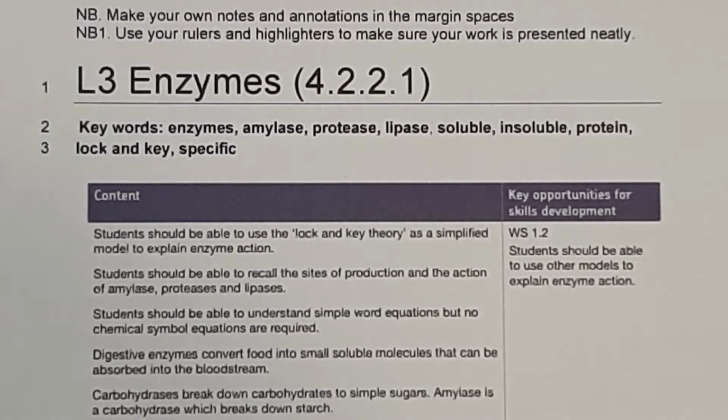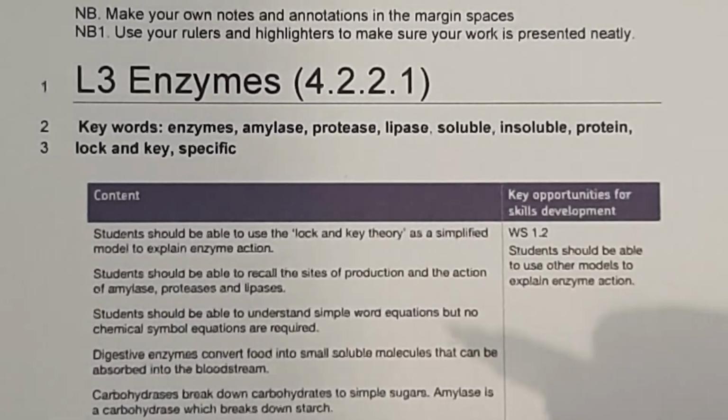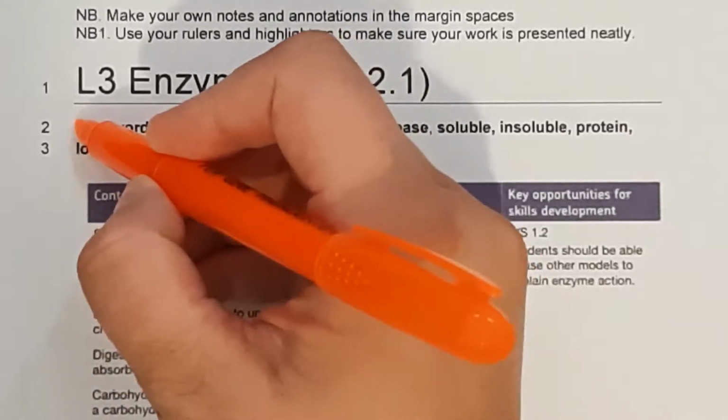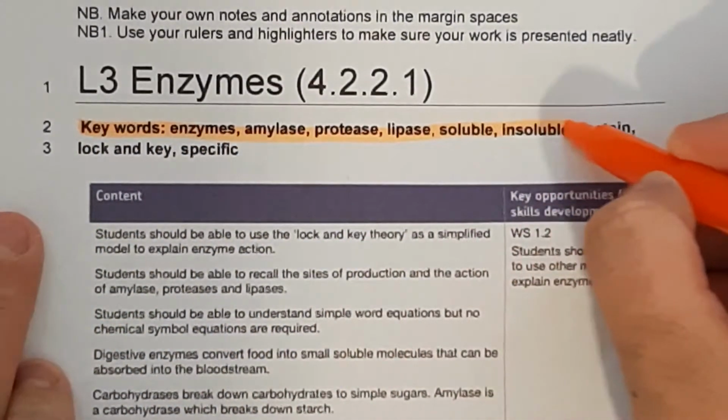This is the third lesson in the GCSE organisation topic, and we're going to start today by looking at the key words. So our key words today are enzymes, amylase, protease, lipase, soluble, insoluble, protein, lock and key, and specific. So we're going to highlight those, please.